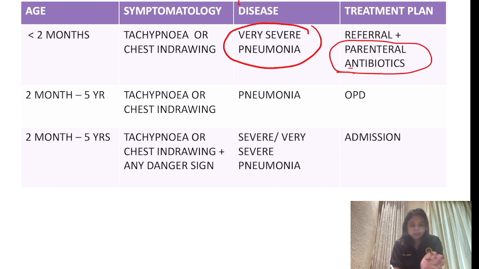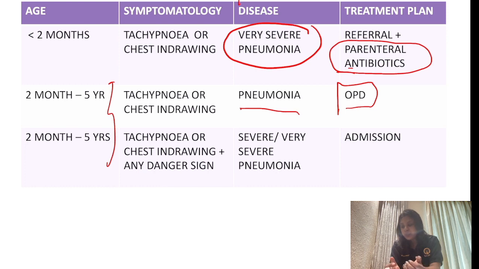2 months to 5 years, there are two options. If there is only tachypnea or chest indrawing, we call it a pneumonia, and we do OPD based management, we give amoxicillin. So it's OPD based management, right? Whereas 2 months to 5 years, if it's tachypnea or chest indrawing plus any danger sign, we need to call it severe or very severe pneumonia.